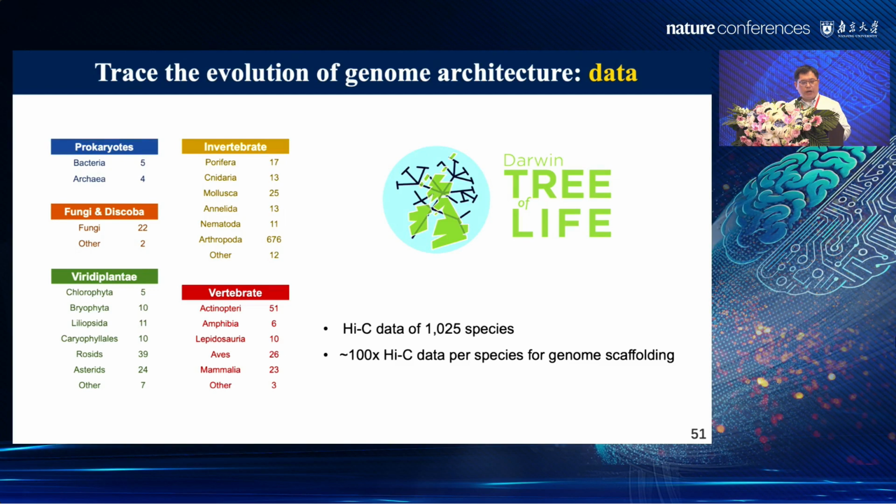So we have all kinds of species, from bacteria, fungi, plants, and animals, and in total more than 1,000 species. And 100x Hi-C data is sufficient for genome scaffolding, but it's not sufficient to look at TADs or loops. That's why we have to do something else here.